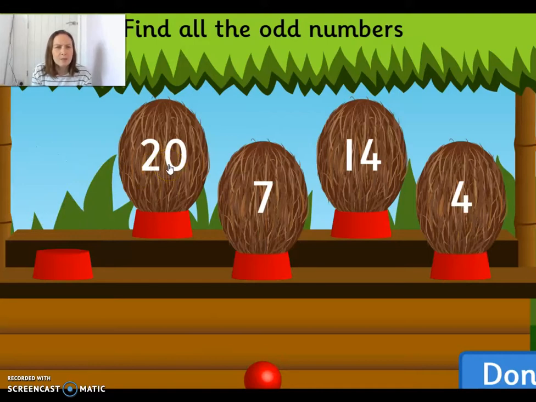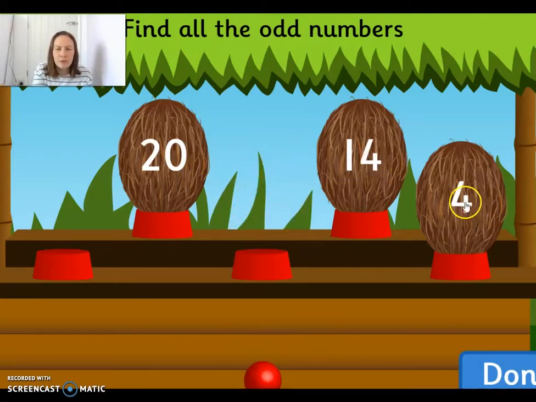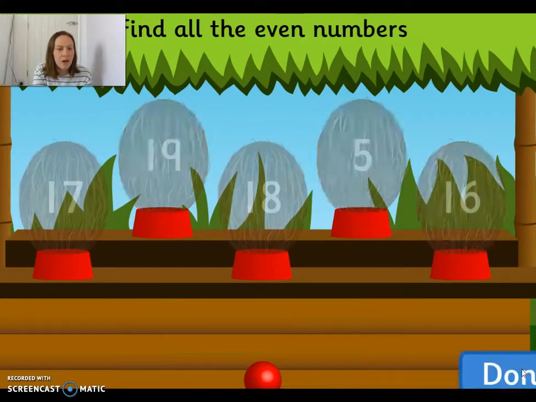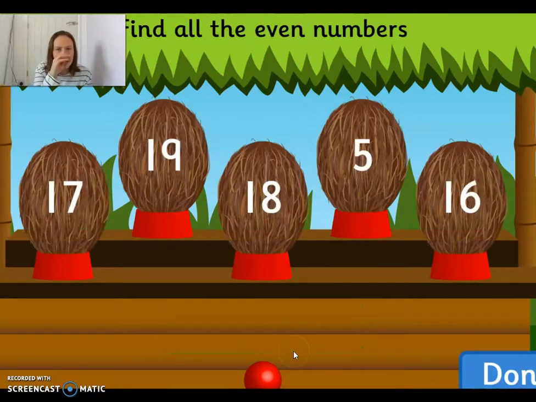Like 20. So we did 20 yesterday with the cards and they were both flat. So that means it's even. We're leaving that one. 7, odd or even? Odd. Well done. Now 14 and 4 both have the last digit the same. Now 4, that's flat, so that means they're both even. So we can click the done. Well done.